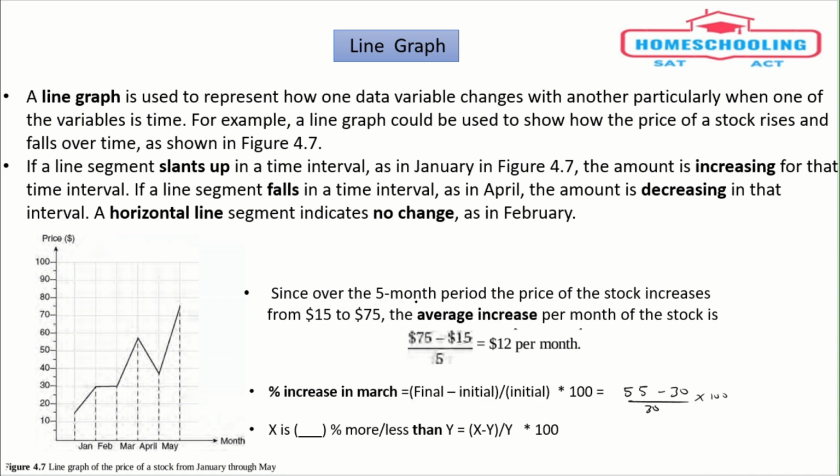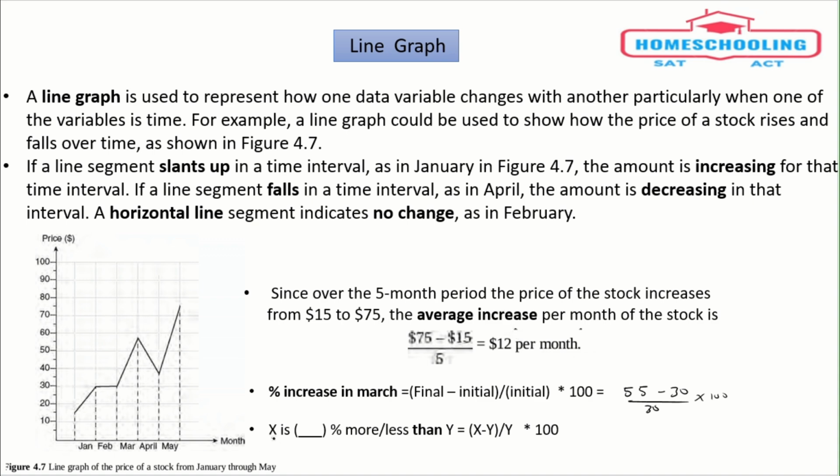There is one more thing that can be asked here. What is the average price increase per month of the stocks? As we can see, it started from $15 and it ended at somewhere around $75. So 75 minus $15, and we have to find the average. The total number of months is 1, 2, 3, 4, 5: January, Feb, March, April, May, 5 months. So divided by 5, that would be $12 per month.